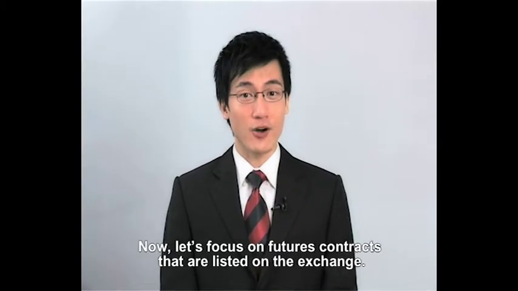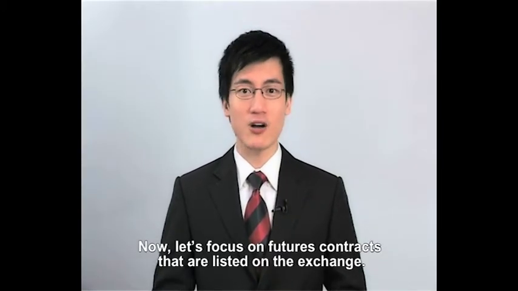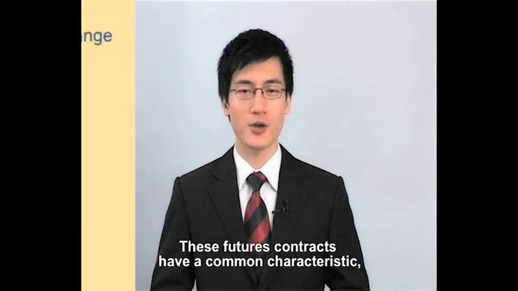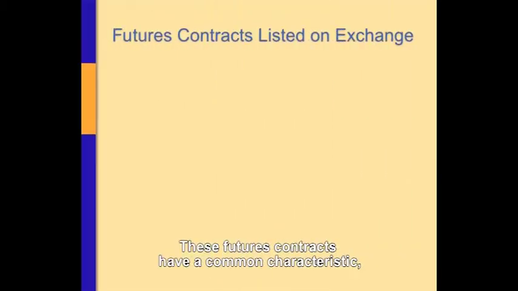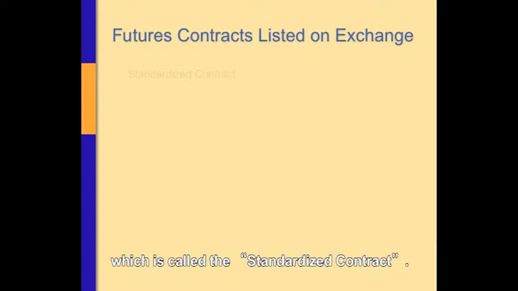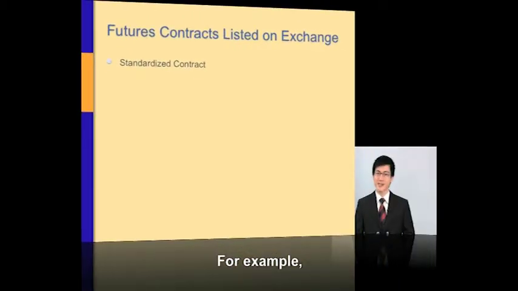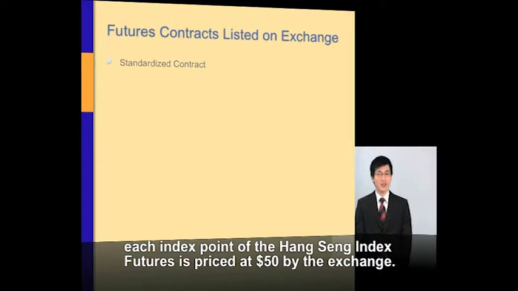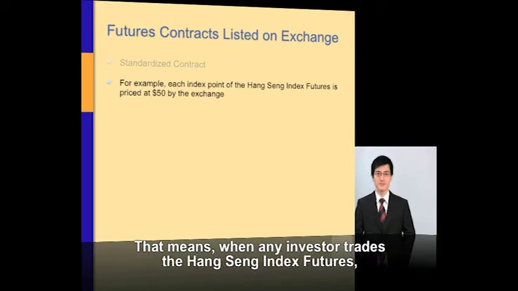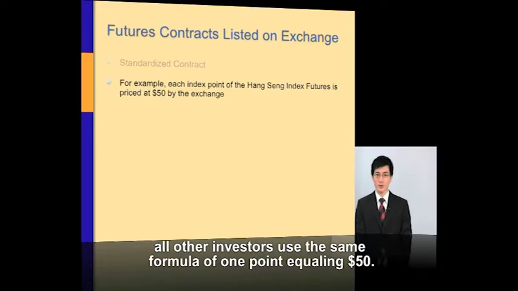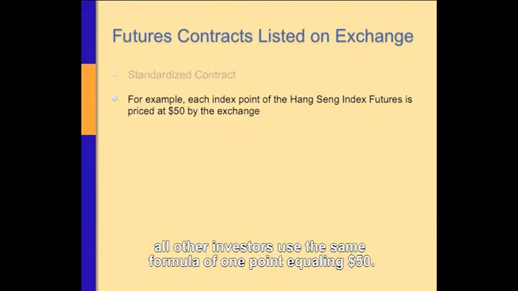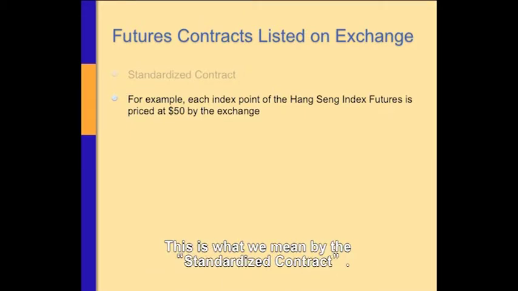Now let's focus on futures contracts that are listed on the exchange. These futures contracts have a common characteristic, which is called the standardized contract. What does this mean? For example, each index point of the Hang Seng Index futures is priced at $50 by the exchange. That means when any investor trades the Hang Seng Index futures, all other investors use the same formula of 1 point equaling $50. This is what we mean by the standardized contract.